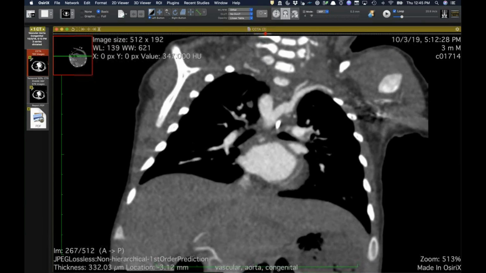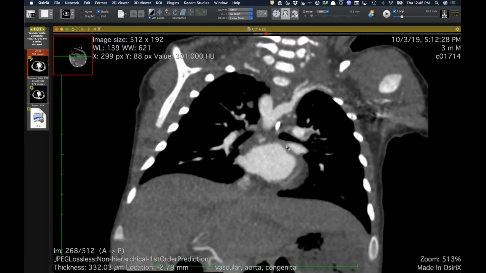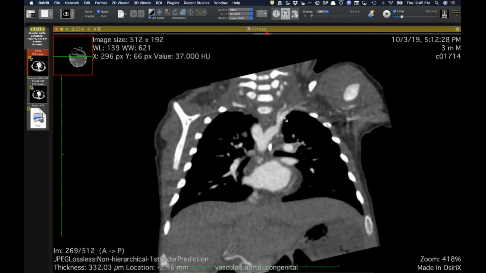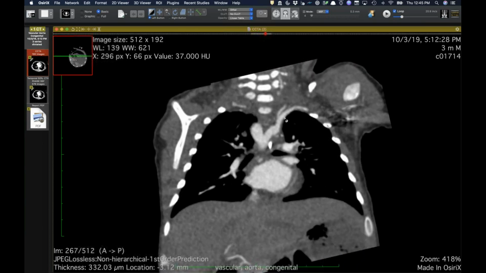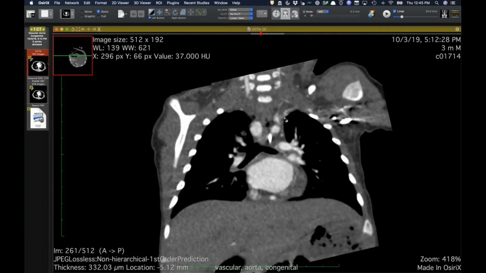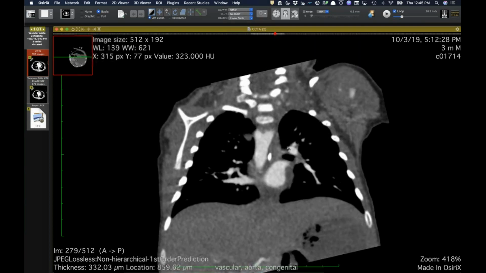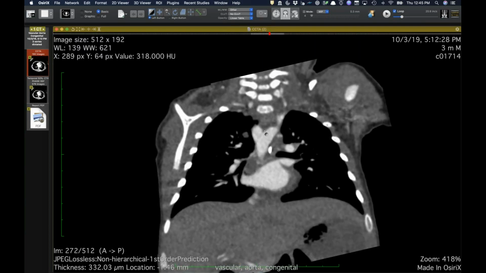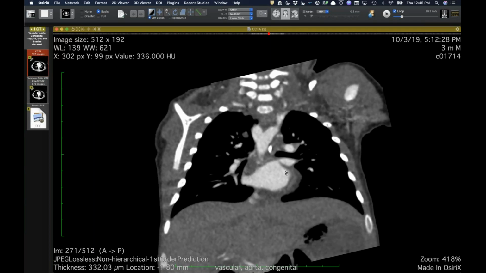So look at that. Right there, you've got this V-shaped origin. The vessel that's heading to the left is coming off the side of this higher entity on the right. So this is a double arch. Okay. So that V-shaped origin is really very potent here. The left vessel is coming off the side of the right vessel. So that's a double arch.